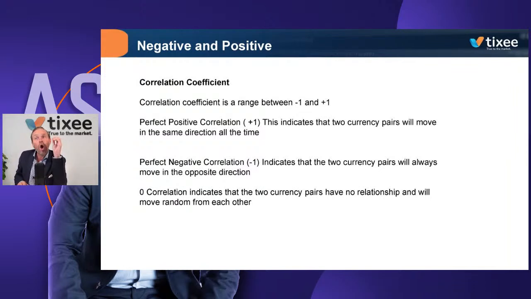Now, the perfect positive correlation is +1. This indicates that two currency pairs move in the same direction almost 100% of the time. A perfect negative currency correlation, okay, is -1. This indicates that two currency pairs will always move in the opposite direction. Zero correlation indicates that the two currency pairs have no relationship with each other whatsoever, and they move random with each other.